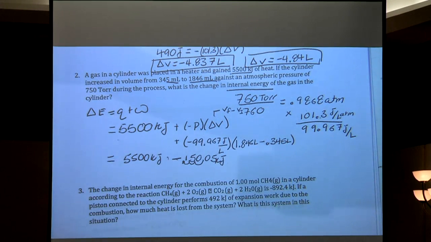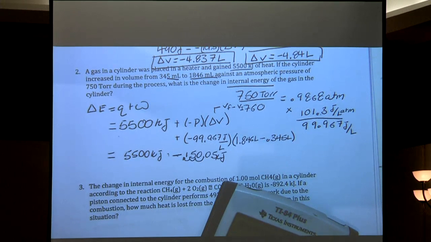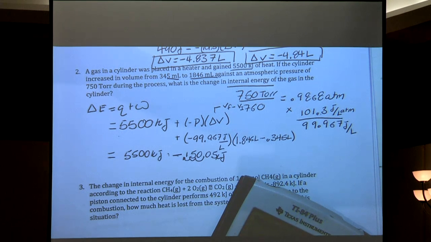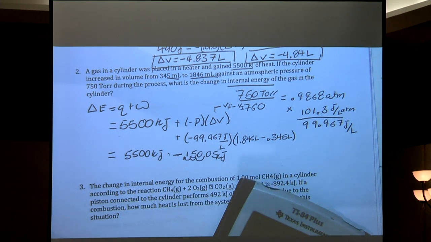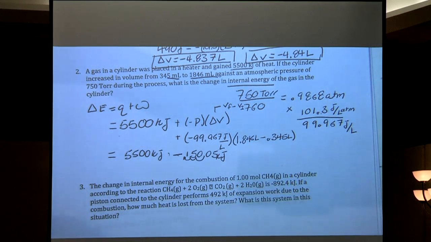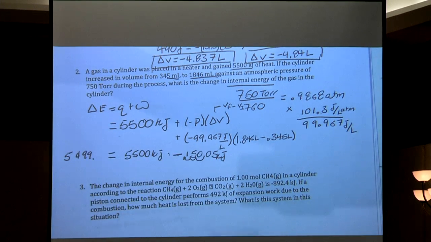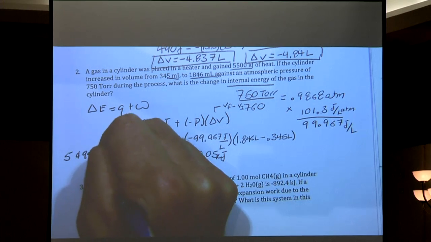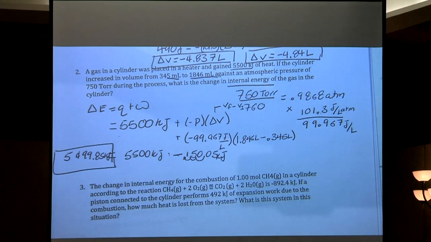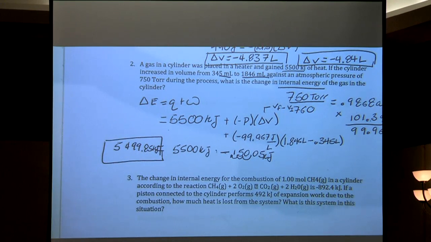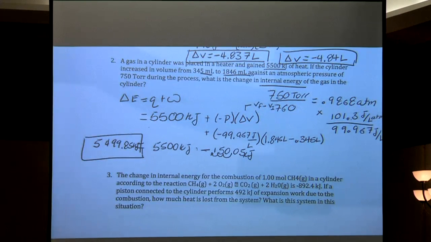We can find our internal energy. So this is plus 50. We get 5499.85 kilojoules. We can find our internal energy change that way. Okay? Questions? Okay. Let's keep going. Yeah, question.